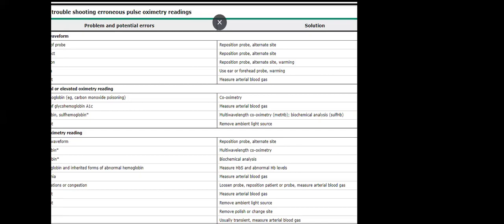If there is a low oximeter reading, such as in methemoglobin, sulfhemoglobin, or in some diseases such as sickle cell disease and severe anemia, in those cases we can get the biochemical analysis. We can get the hemoglobin S measurement. And in case of anemia, we can get the arterial blood gases. These are the troubleshooting steps for the pulse oximetry readings.